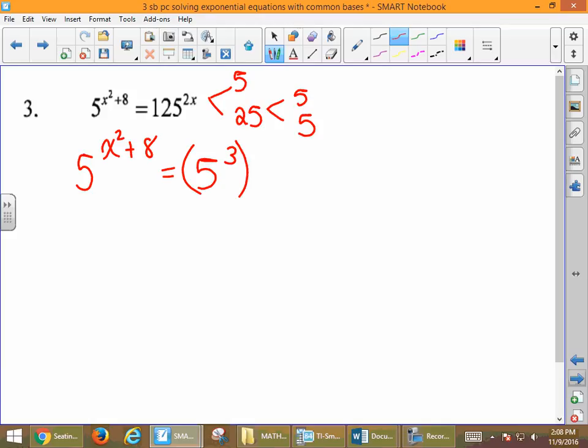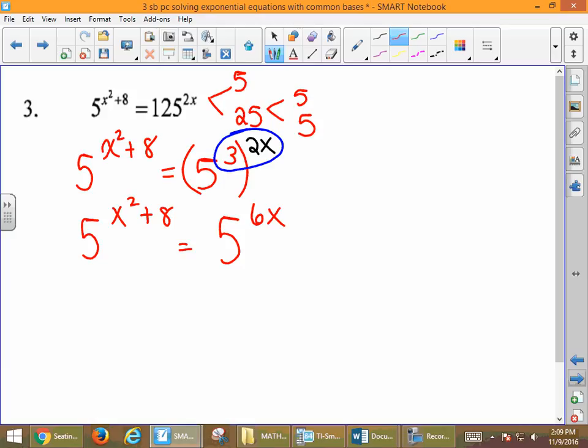But remember, it's not just 125. It's 125 to the 2x. So we have to simplify this a little bit more. The left side of the equation, 5 to the x squared plus 8, isn't going to change. But over here, we're going to have to multiply those two exponents. We have an exponent with another exponent, 5 cubed, and then to the 2x. So we multiply those two exponents together, and we end up with 5 to the 6x.